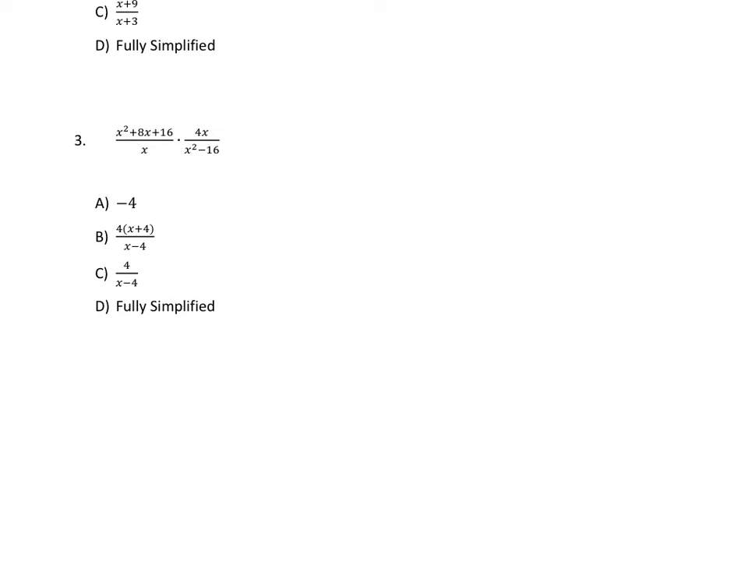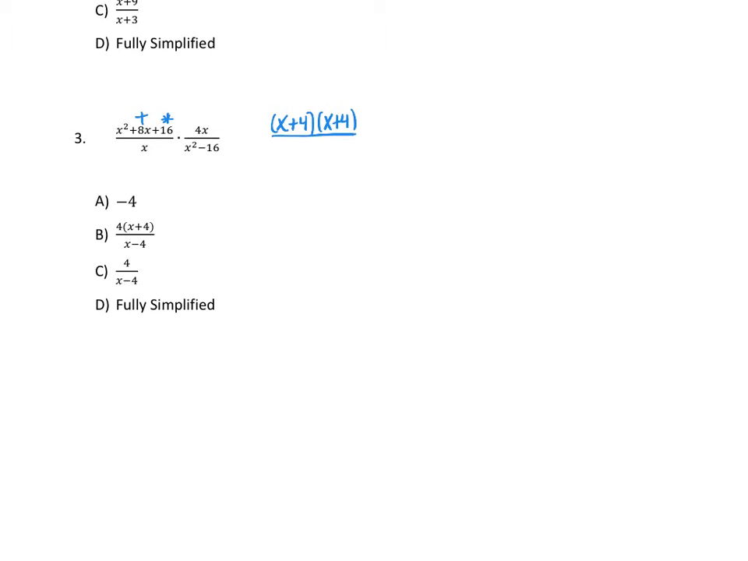In number 3, we're still simplifying, but we're now multiplying. So my first step is still going to be the same. I'm still looking to factor. So I'm going to factor this numerator by thinking about what multiplies to 16 but adds to 8, and that's going to be 4 and 4. And then the denominator is going to stay x. My numerator on this side is going to stay 4x. And then I'm going to factor this difference of squares, so that will factor into x plus 4, x minus 4.